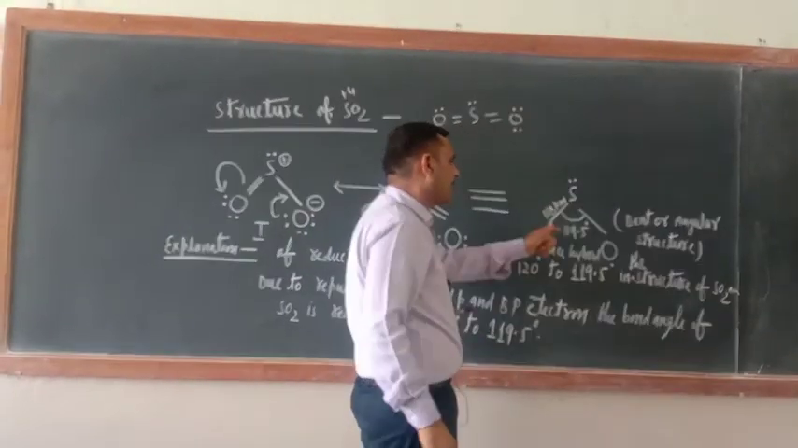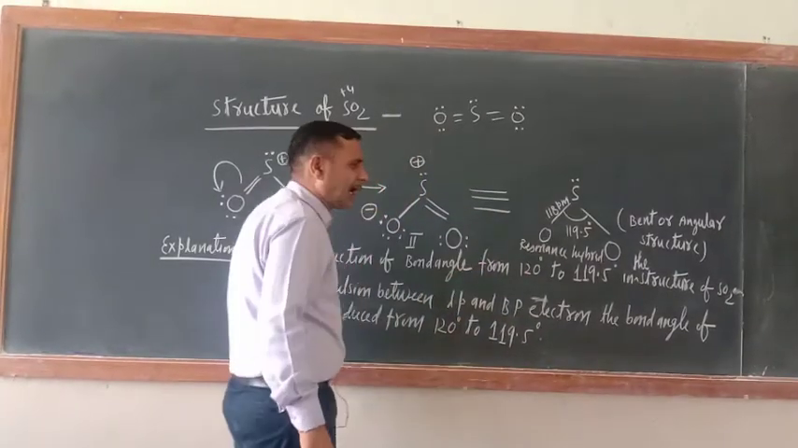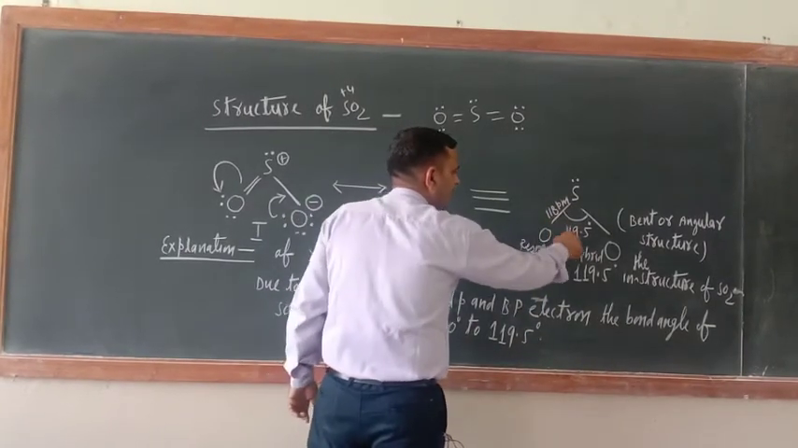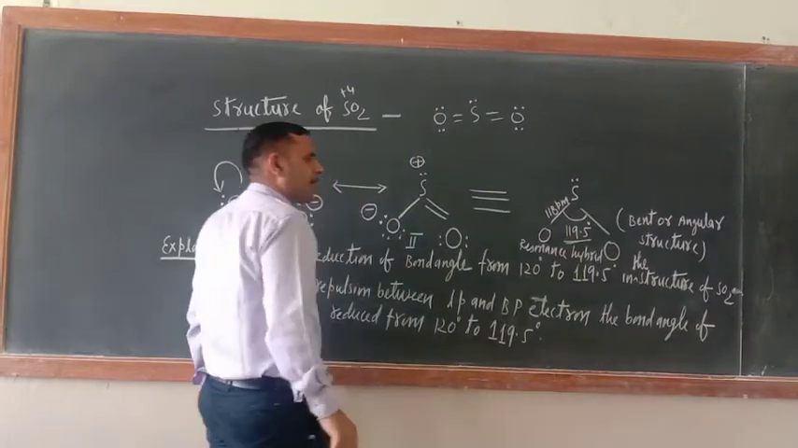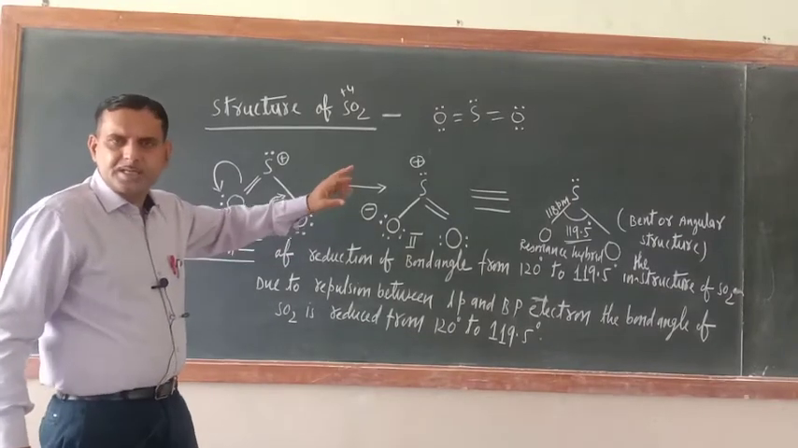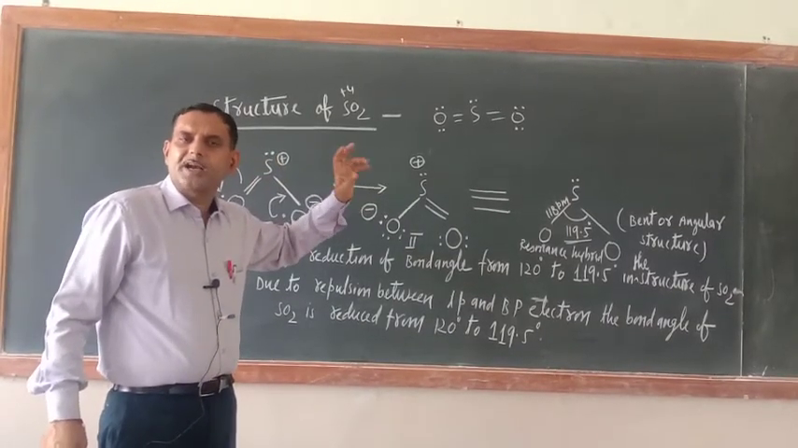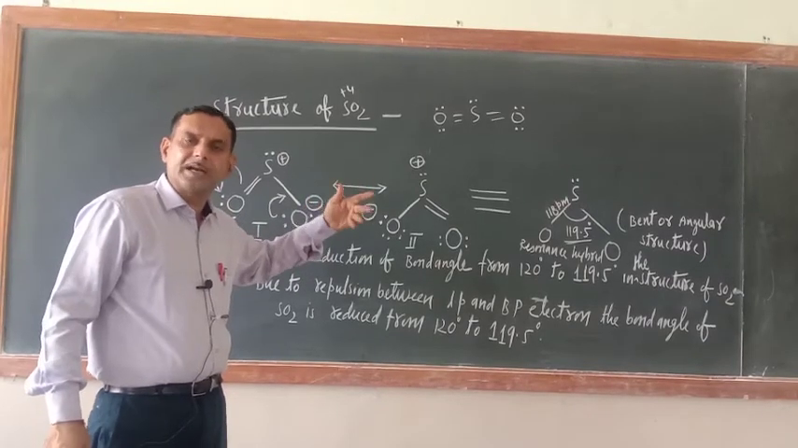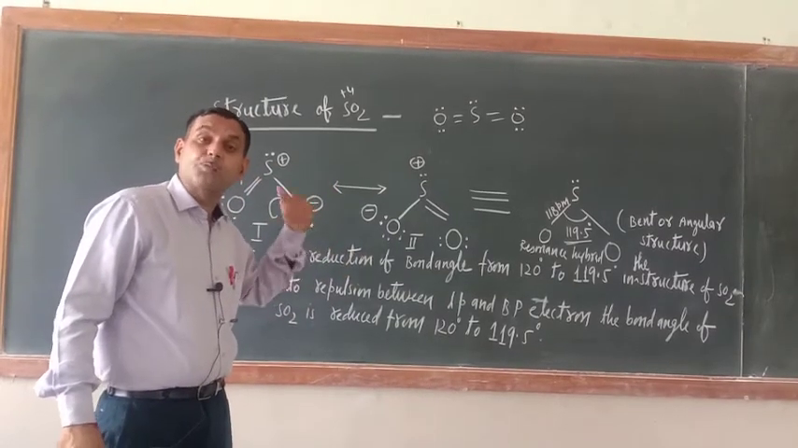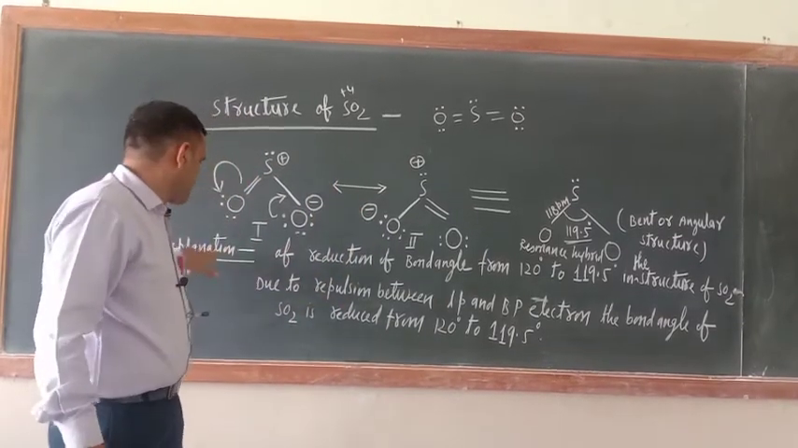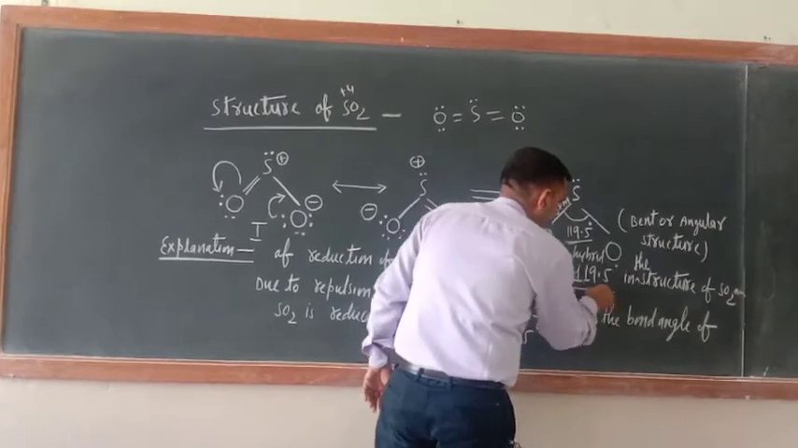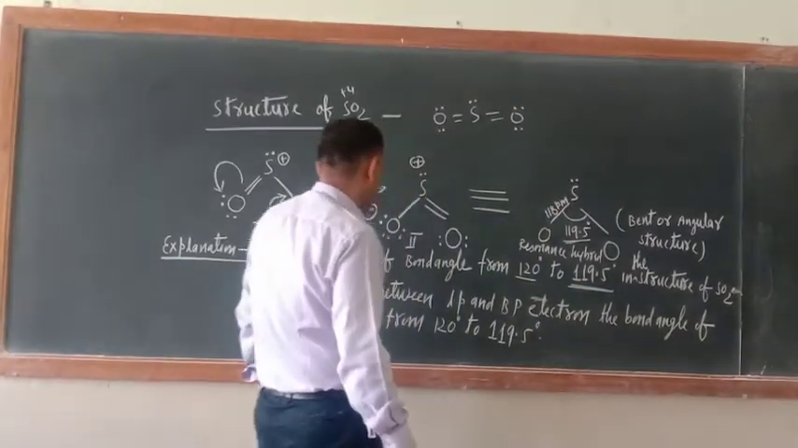The structure is angular or bent. The SO2 structure is angular or bent. The bond length between sulfur and oxygen is 118 picometer, but the bond angle is 119.5 degree. Okay. So a question arises here. Actually in the SO2 case, the bond angle should have been 120 degree. But there is a slight reduction from the stipulated bond angle, that is 120 degree. So the explanation for the reduction of the bond angle from 120 degree to 119.5 degree in the structure of SO2.